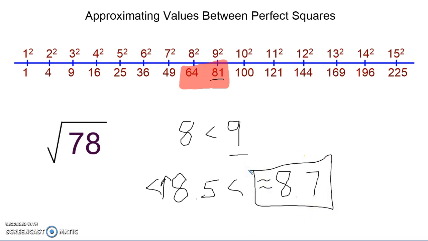Okay, this squiggly equals sign means about. It means it's not exactly equal to, but that's our guess.